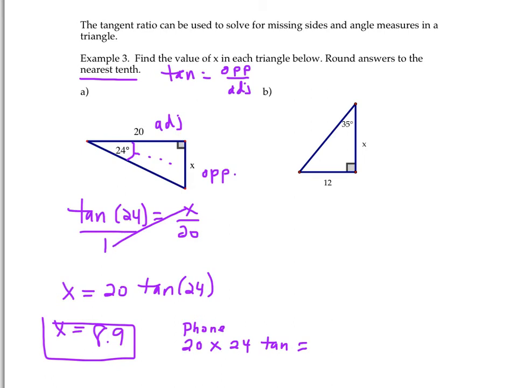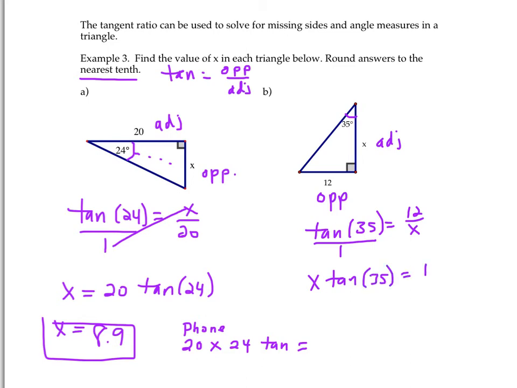In part B, our angle is 35 degrees, and 12 is the opposite side, and x is the adjacent side. Okay, there are a couple of different ways in which you can approach this problem. We can just go ahead and write our tangent equation and say tangent of 35 is equal to 12 over x. And now we want to treat this as a proportion, so put tangent of 35 over 1 and cross multiply. x times the tangent of 35 would be equal to 12.